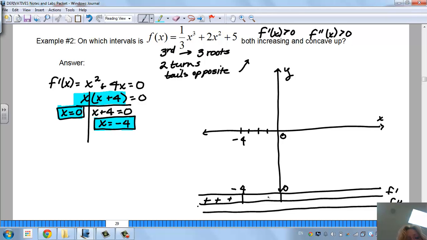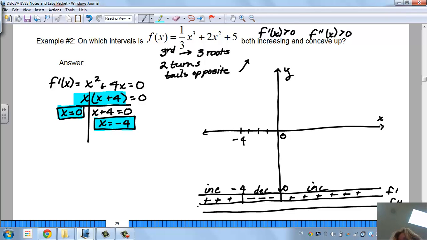Between negative 4 and 0, let's pick negative 1. Negative 1, and this would be a positive 3. Negative times a positive is negative. Let's go greater than 0, so let's pick 1. 1 here, and 1 plus 4 is 5, so I have positive times a positive, so this is positive. What does this mean for our original function? Well, it's increasing, it's decreasing, and it's increasing.